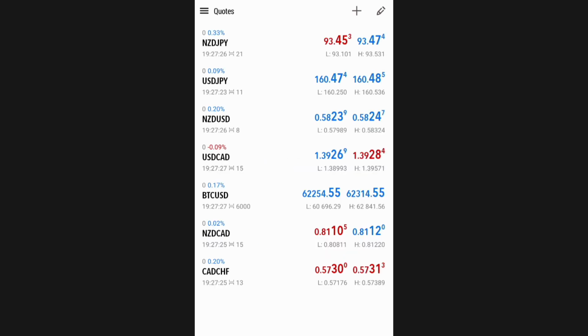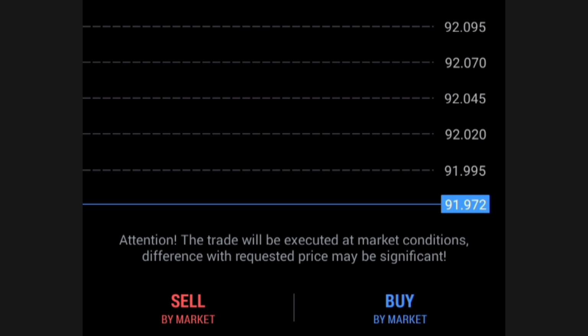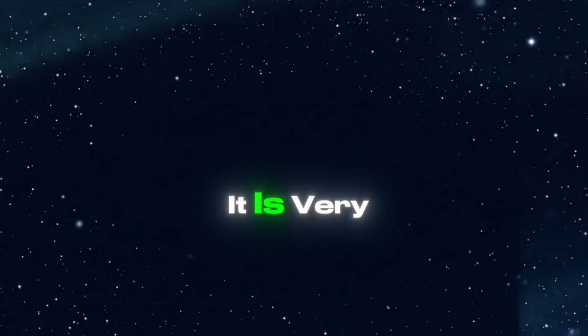When you open MT5, you will see the market you want to trade. To place a trade, you have two main options. You can buy if you believe the price will move higher, or you can sell if you believe the price will move lower. It is very simple.